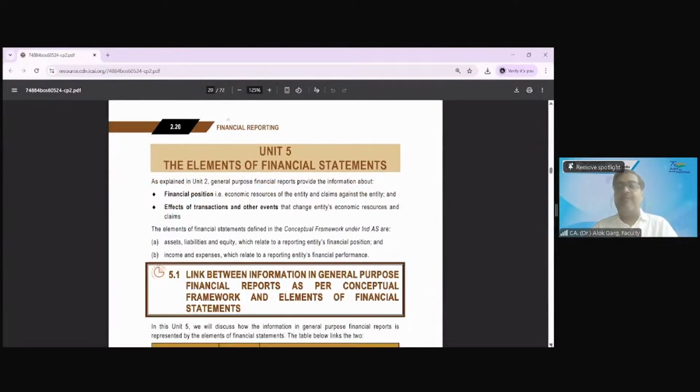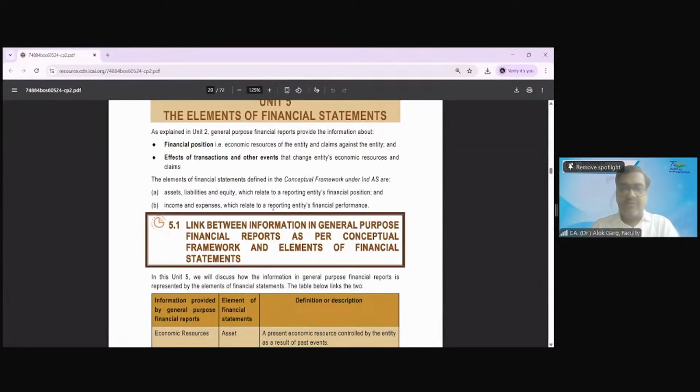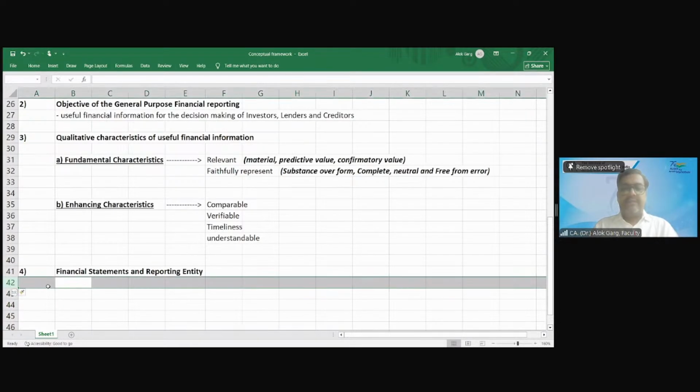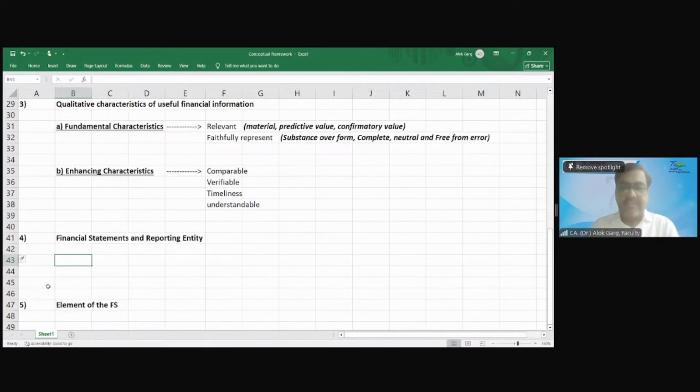Then the elements of the financial statement. Let me write here: financial statement and reporting entity, elements of the financial statement. Now, what are the components of the financial statement?